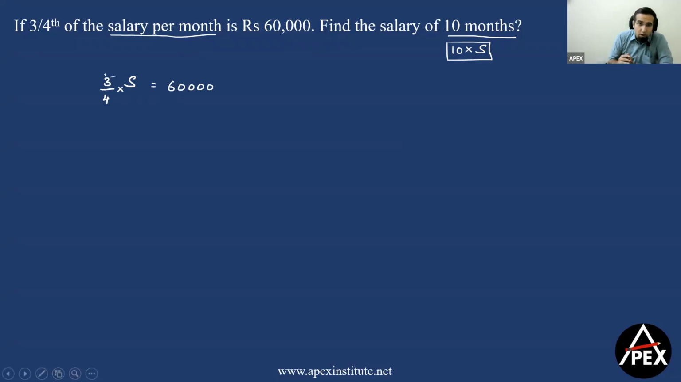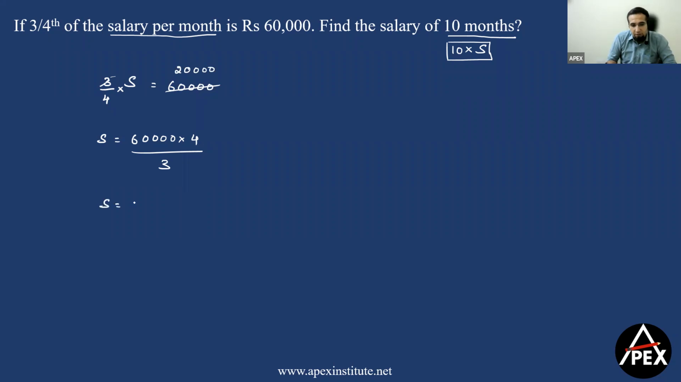Now, if you are at the beginner's level, what you do? You write S is equal to 60,000 into 4 divided by 3. Now, this is what I'm not expecting you to do, which is a great method, but not the quantitative aptitude method. Learn the art of linear division. I can cancel this 3 and this 60,000 here. So this becomes 20,000.